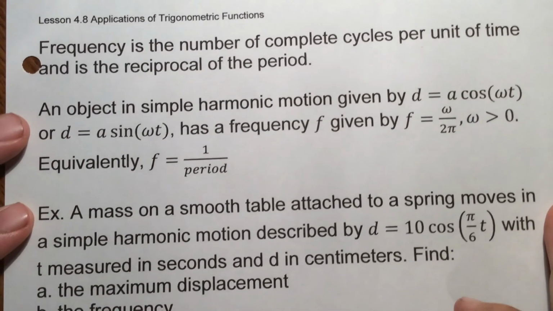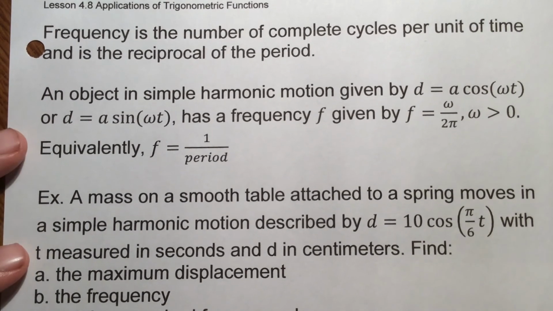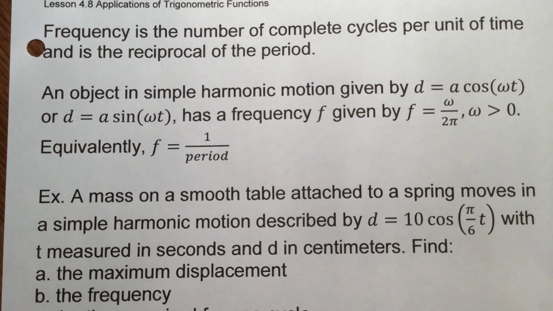So another part of this is frequency. Frequency is the number of complete cycles per unit of time. So period is how long it will take for this to happen. Frequency is, well, every second, how often is this doing it? So they're kind of opposites of each other, depending on what you're really looking for.